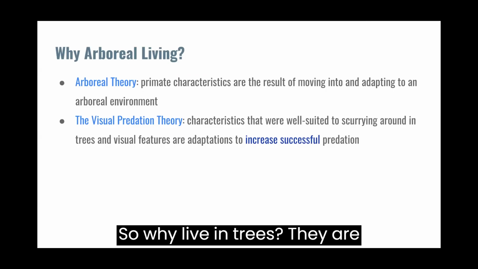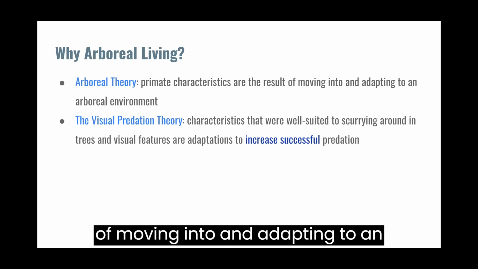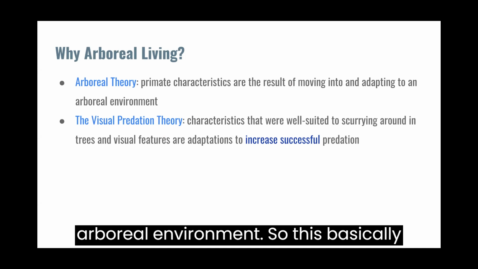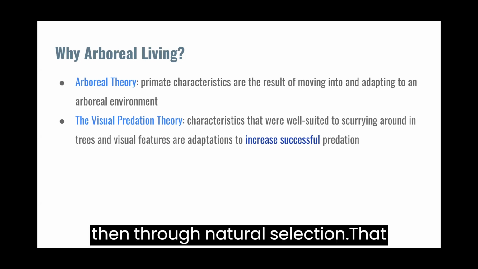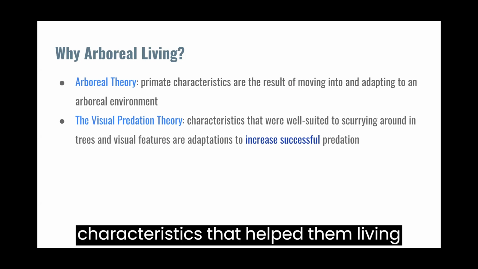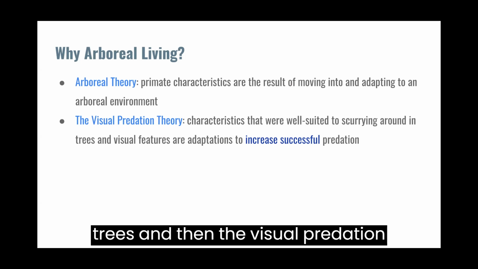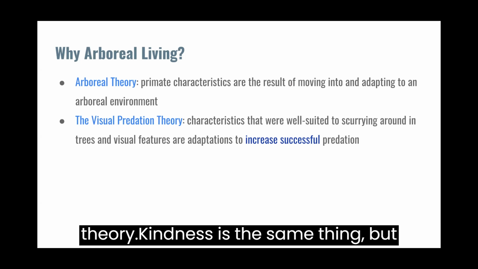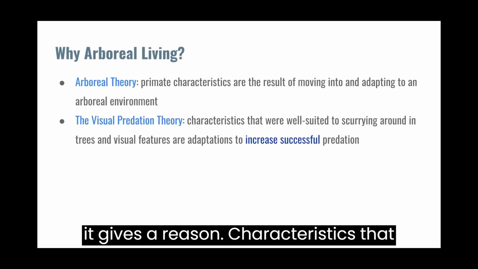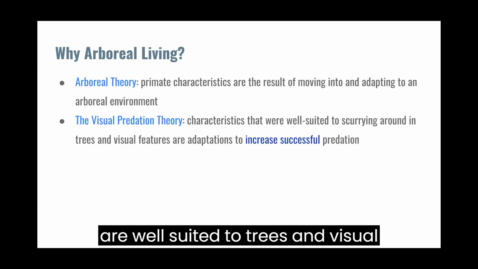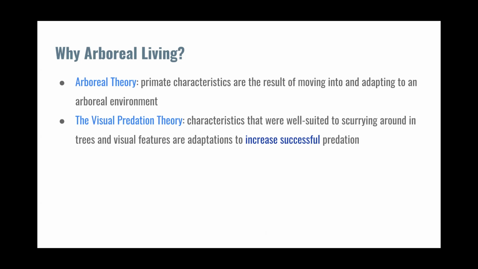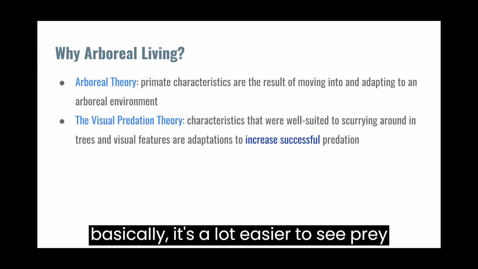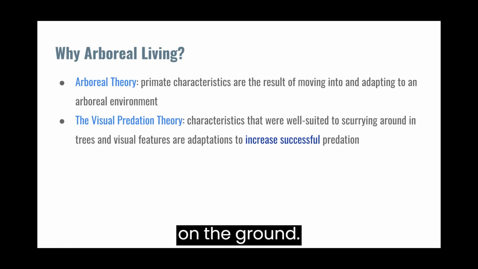So why live in trees? The arboreal theory says that primate characteristics are the result of moving into and adapting to an arboreal environment. So this basically says that primates went into trees and then through natural selection got characteristics that helped them live in trees. And then the visual predation theory kind of says the same thing, but it gives a reason. Characteristics that are well suited to trees and visual features are adaptations to increase successful predation. So basically, it's a lot easier to see prey if you're up in the trees rather than on the ground.